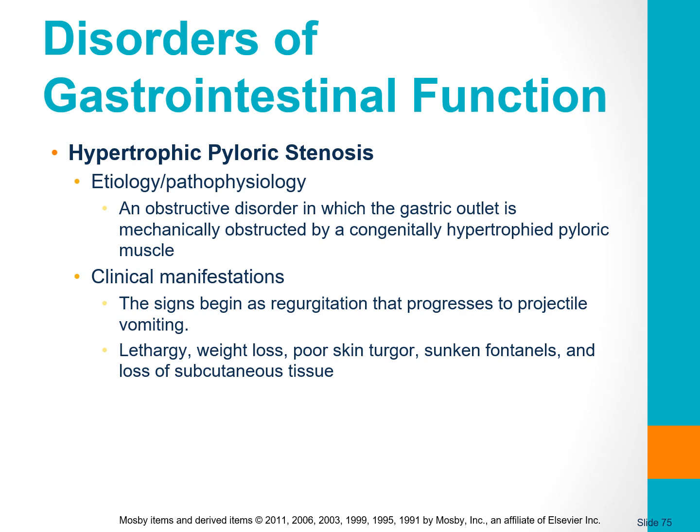Okay, we're going to move into hypertrophic pyloric stenosis. This is an obstructive disorder where the gastric outlet is mechanically obstructed. I'm going to show you a picture in the next slide. This is a congenital anomaly of the pyloric muscle where it's gotten too large. The muscle has overgrown or hypertrophied so much that fluid or contents in the stomach can't pass into the small bowel.